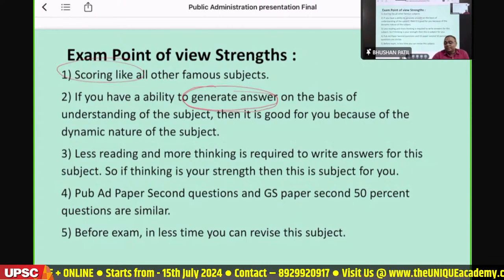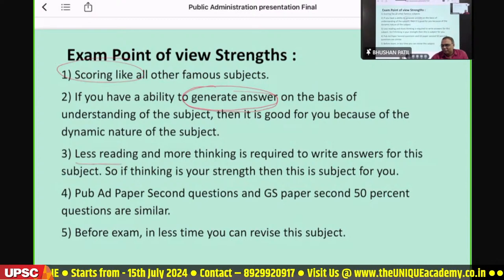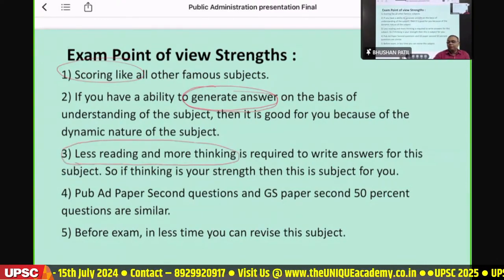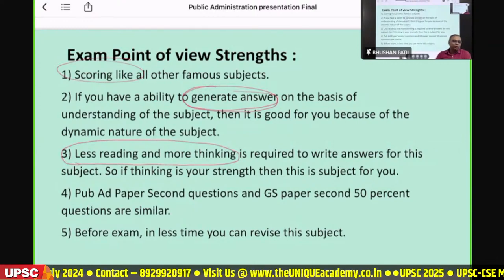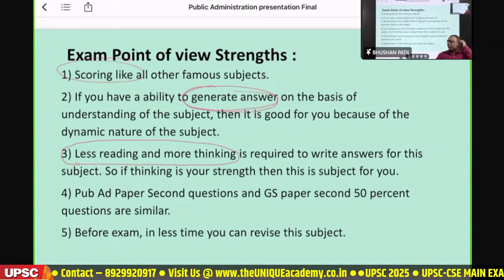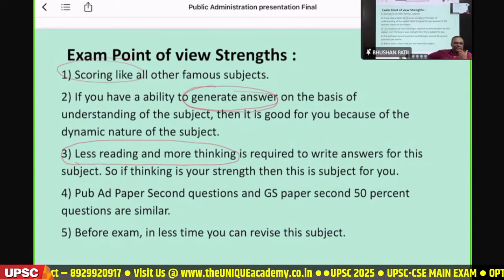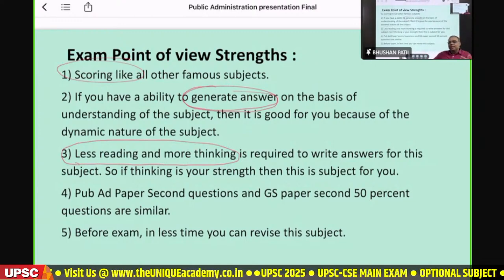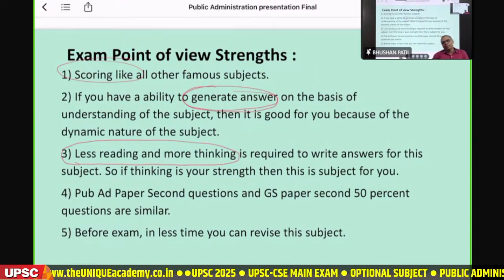Then, less reading and more thinking. The second point is written here the same, but from a different perspective. As I told you, here almost 40% of your time you need for thinking, brainstorming. Okay, it is just not reading, because what happens? What is our regular strategy? We go in the study room, take a book and read it.